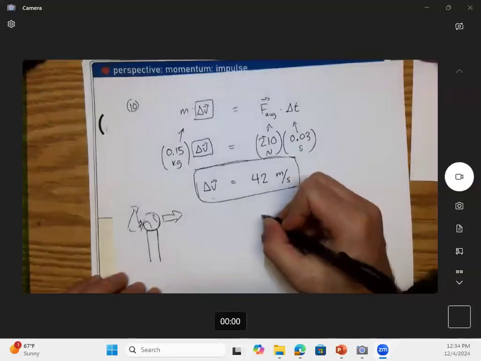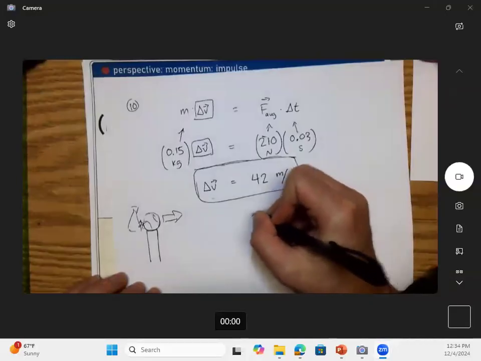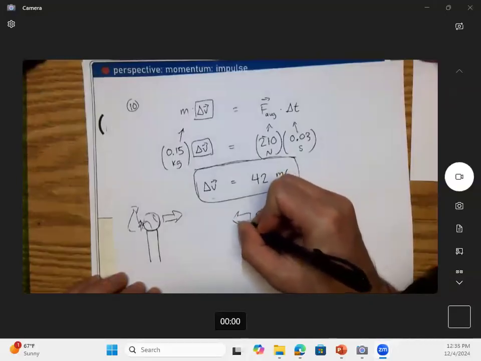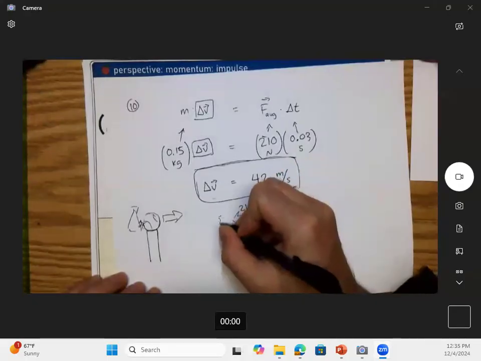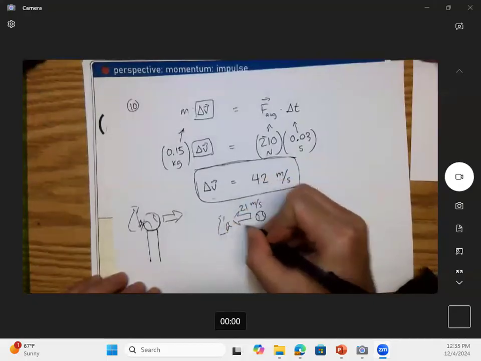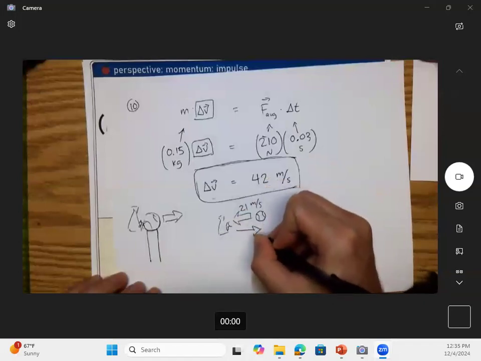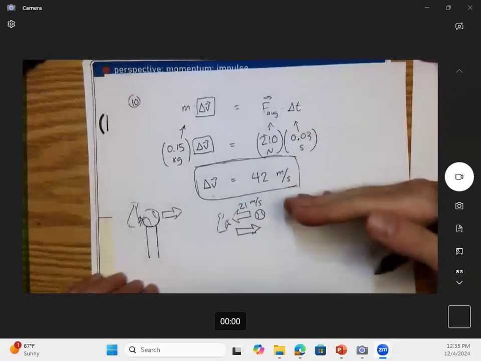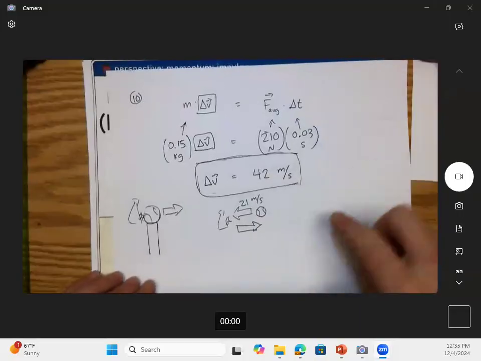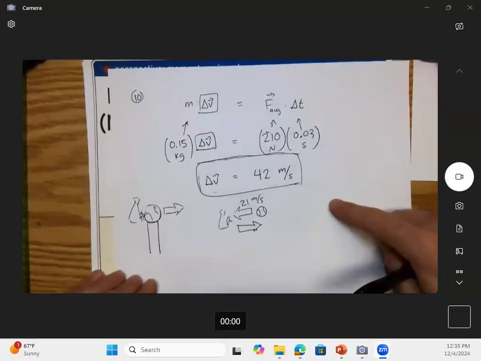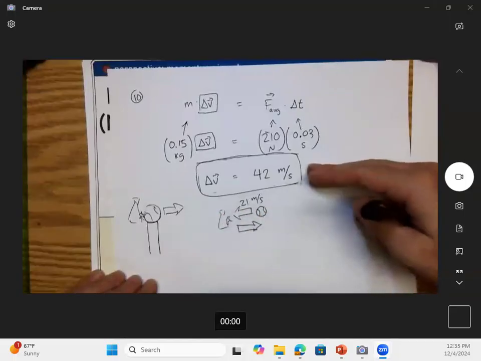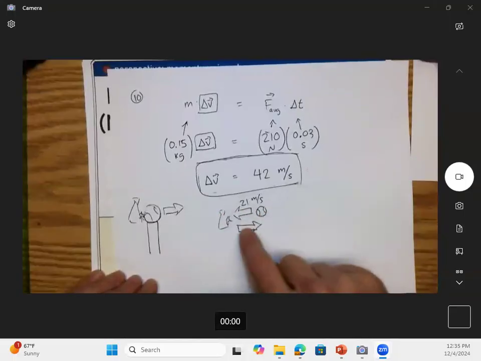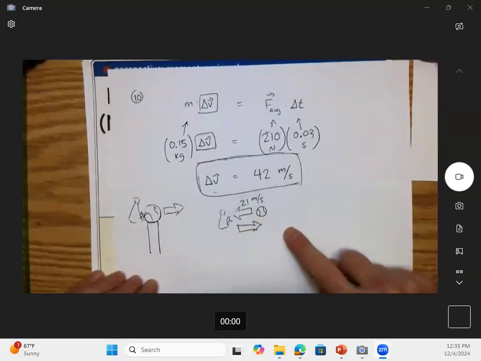How about this? Let's not have the ball on the tee. What if a pitcher throws the ball at 21 meters per second towards the plate? Right. And then the bat, bam, slaps that ball back the other way. Right. Now, let's say it's all the same numbers, the same force and time of the same ball. Right. Guys, if you pitch the ball to the left at 21 meters per second, and you have a change in velocity of 42 meters per second, how fast does that ball go back towards the right?